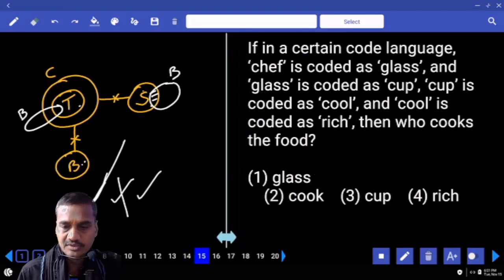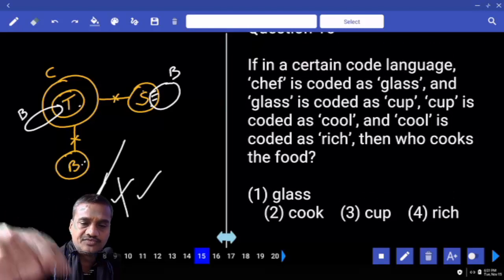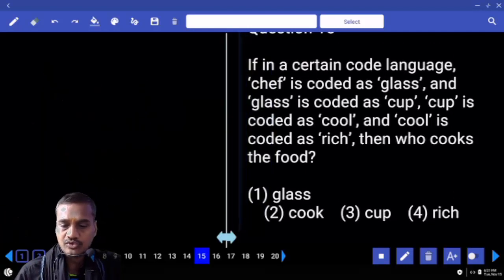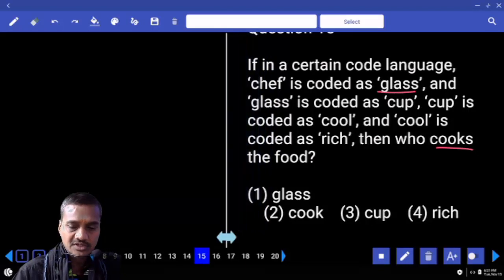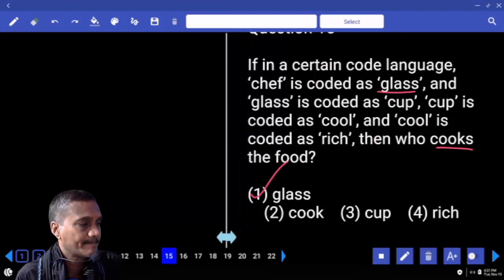Then the 15th one. In a certain code, chef is coded as glass and so on. Then who cooks the food? The person who cooks the food is chef. And what is the code for chef? Glass. That is choice 1, question 15.